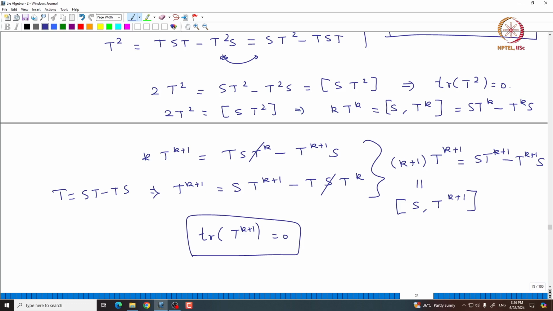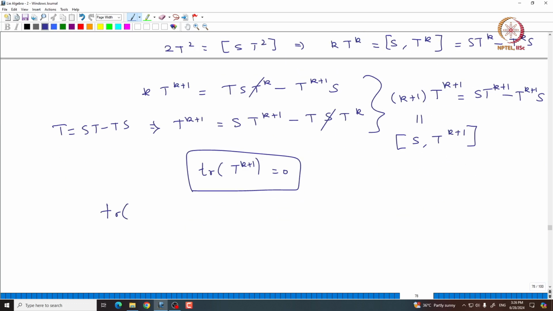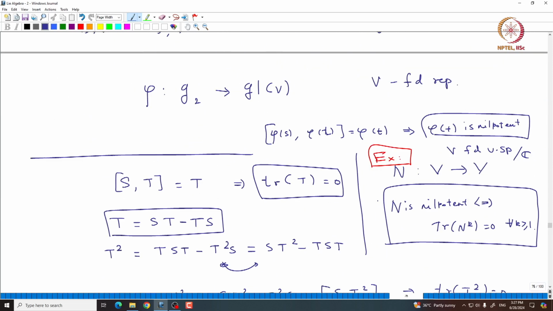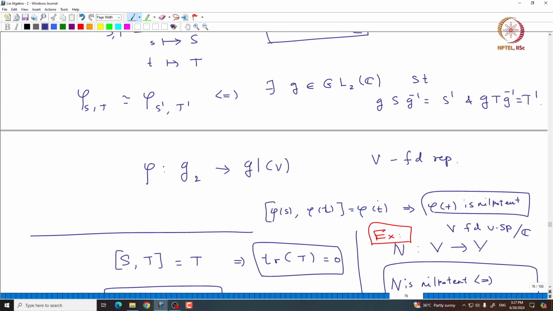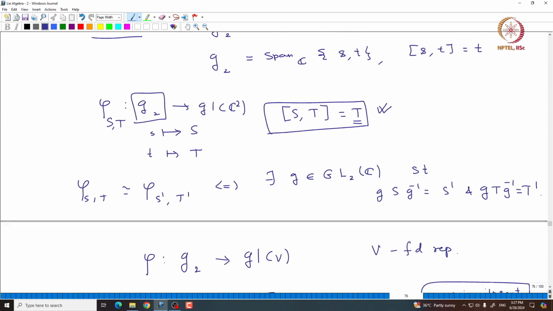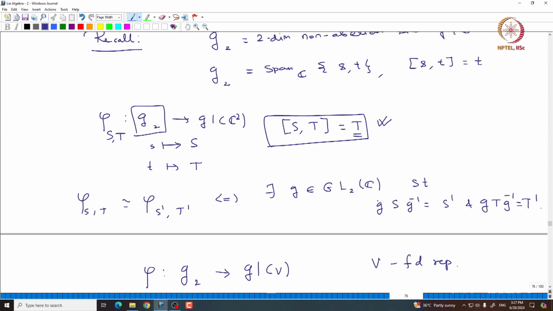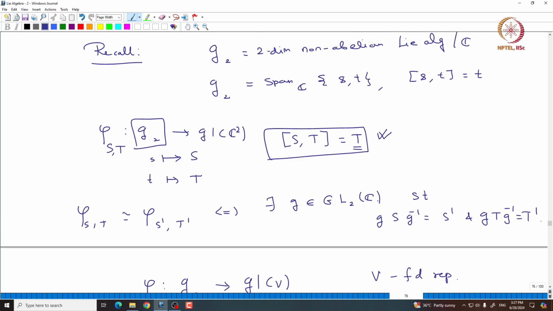So, that means trace of t power k is 0 for all k greater than or equal to 1. So, that implies t is nilpotent. So, this is a basic linear algebra fact. One can use Lie's theorem to give a quick proof, and one can also prove it directly using this trace trick.